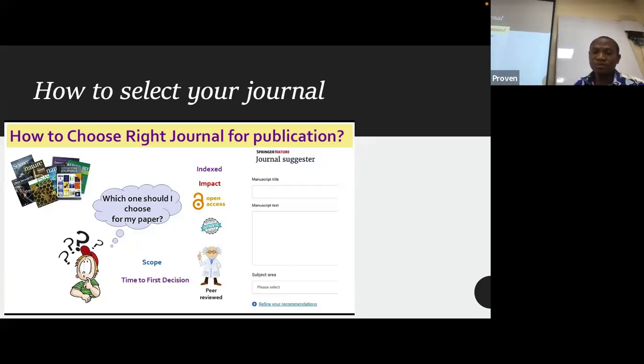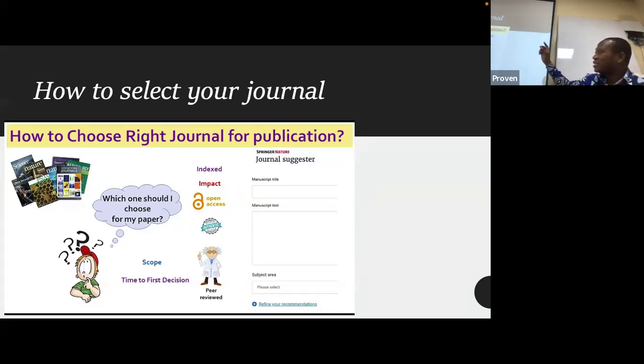So for you to select the journal, you should look at the indexing of the journal. Where is it indexed and what is its impact? Most journals will have impact factor 5.1. Is there something higher than 5? Some are higher than 5. You don't know the impact factor. Yeah. So most times 5 is considered like the very high impact journals. Some are 4, some are 3, some are 2, some are 1, some are 0.2, 0.1, and so many.